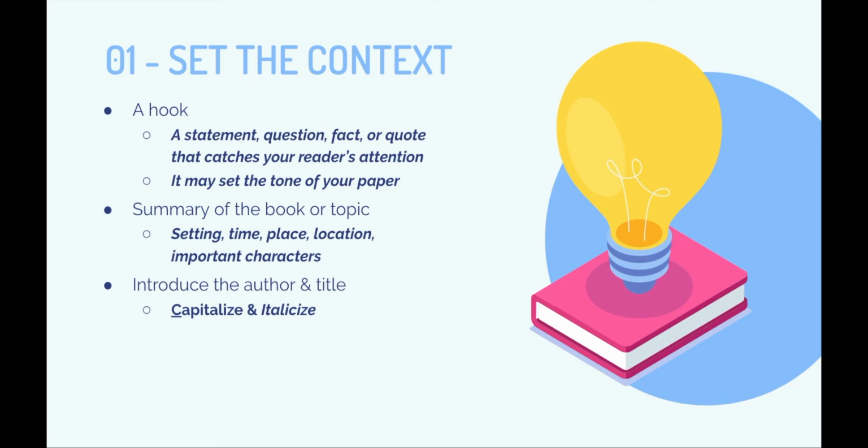So we're going to go a little deeper into what I mean by setting the context. When you're setting the context, the first statement of your introduction can be a hook. If you forgot what a hook is: a statement, question, fact, or quote that catches your reader's attention and probably sets the tone for this part or the rest of your paper. Summarize the book or the topic. As mentioned previously, you want to talk about the setting, time, place, location, important characters, or just give an overall summary of what the book is about. And lastly, make sure you introduce the title of the book and the author.